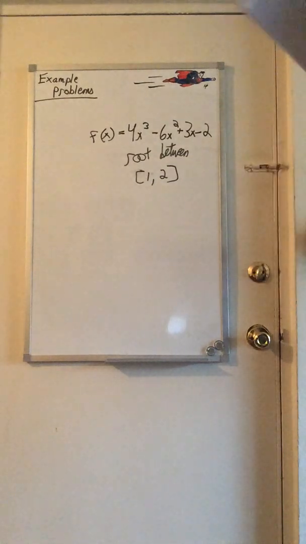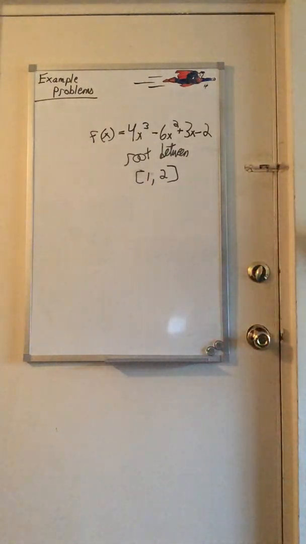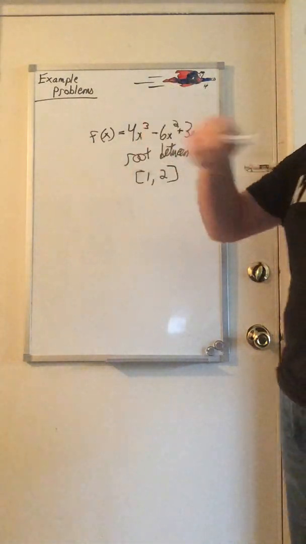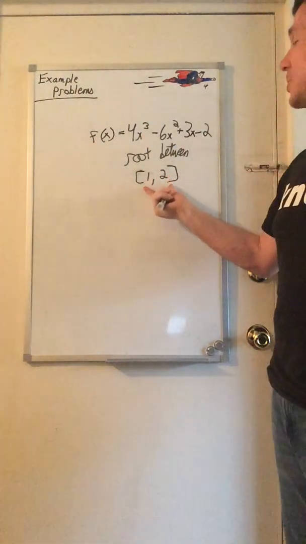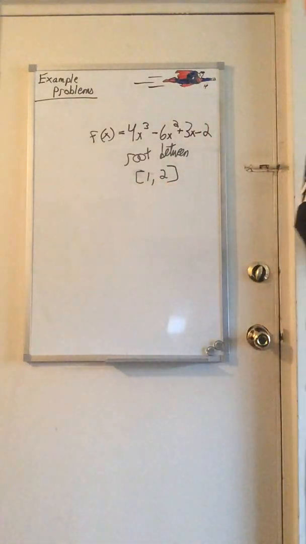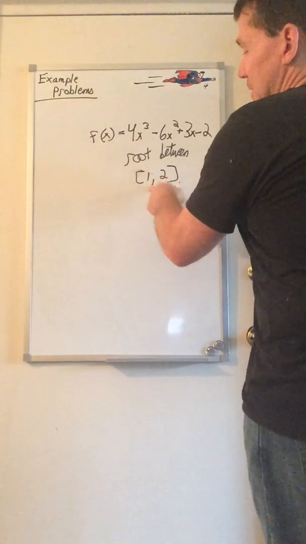Well, if I'm looking for roots, I'm going to use the intermediate value theorem. This is clearly a continuous function on the entire real line. It's just a polynomial, which means it's continuous on the closed interval 1, 2. So if I want to find a root, don't use your calculator. That's not what we're going for. I'm not told to find the root. I'm told to show that the root exists. So find the value of the function at 1.